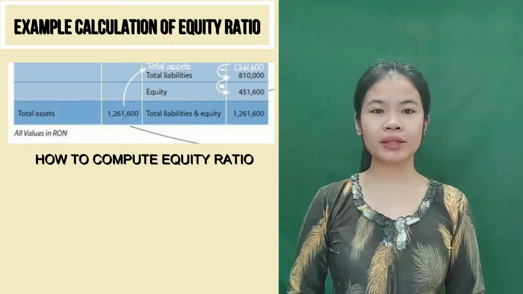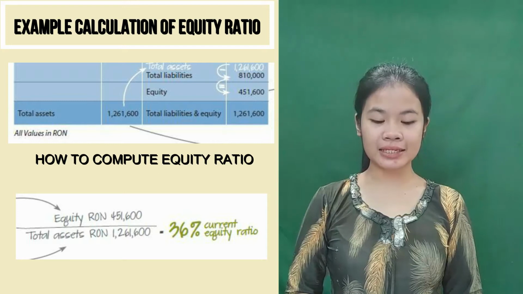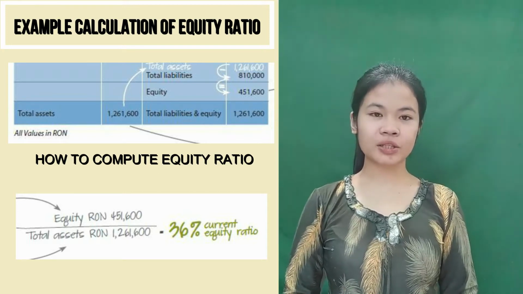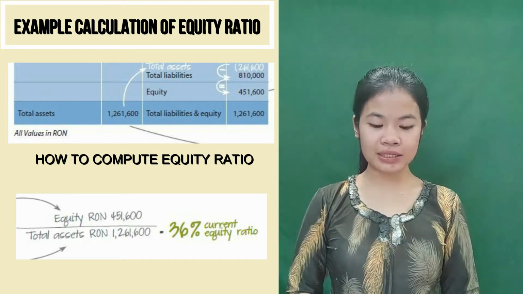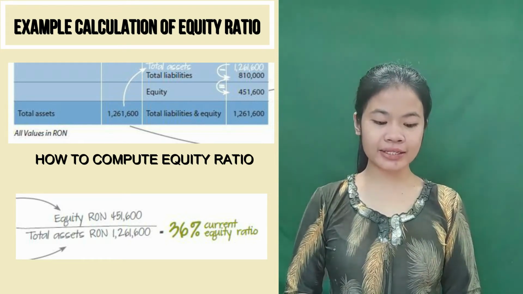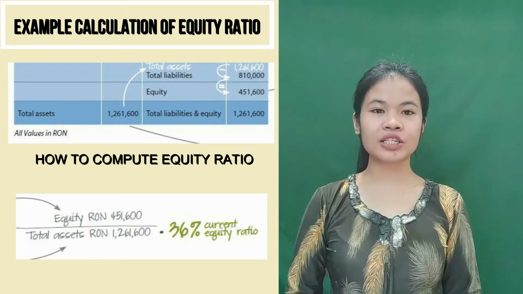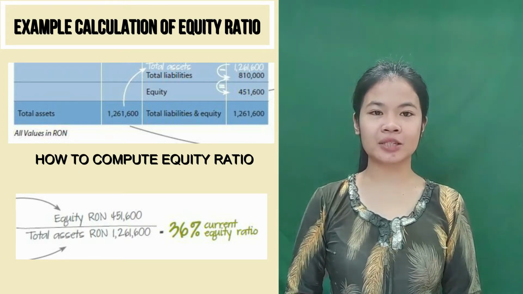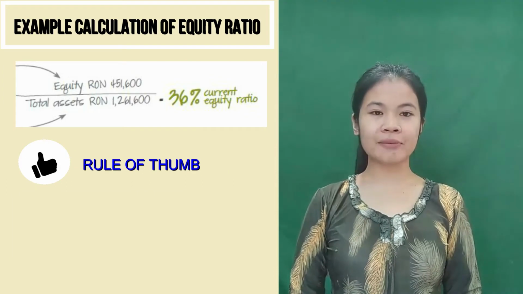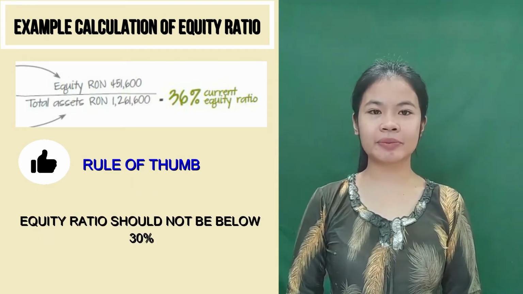So, to compute the equity ratio, it should be equity divided by total assets. So, sa sample balance sheet, ito ay 451,600 divided by 1,261,600. So, yung equity ratio sa balance sheet ni Mr. Alexandro ay 36%. So, the rule of thumb of equity, dapat hindi ito bababa ng 30%.